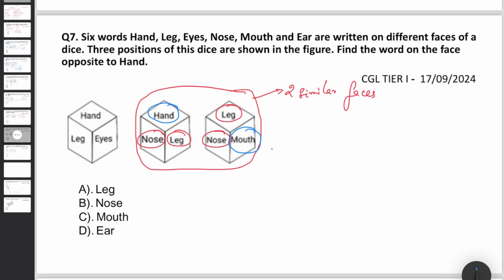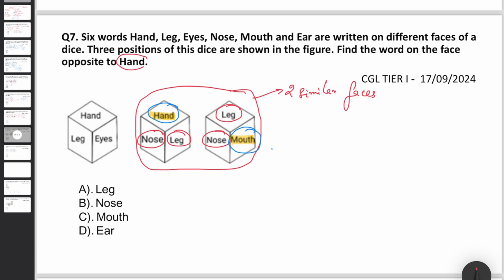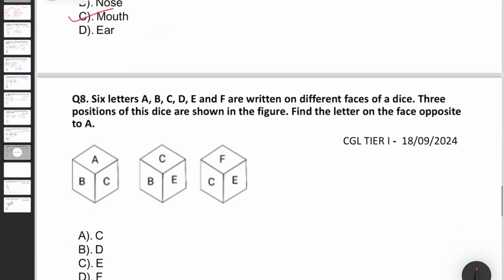Mouth and the hand. What's the remaining? The remaining is mouth and hand. Mouth and the hand are opposite to each other. So the opposite of hand is mouth. So we can solve the question without pen and paper. With practice, you can solve it very easily. Let's move on to the next question.